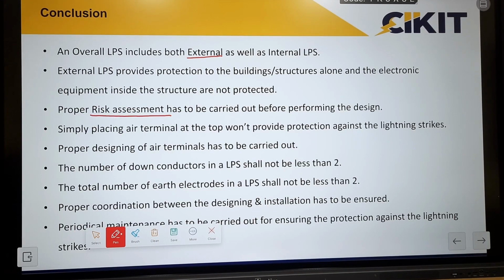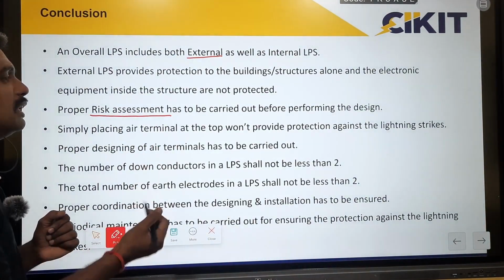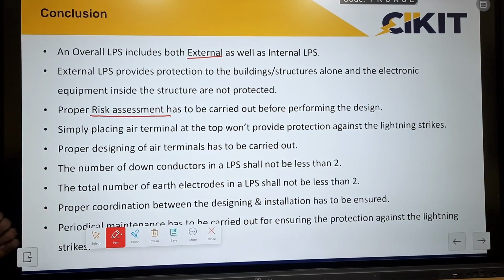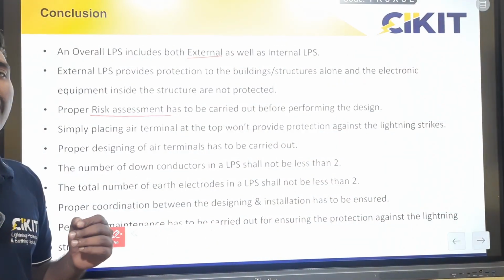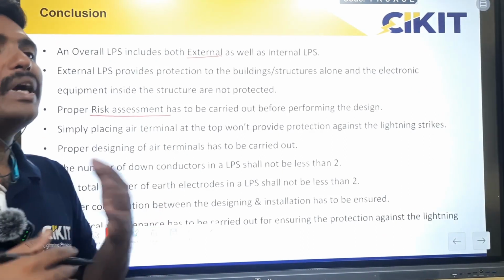We cannot go for a random level of protection, like for a residential building I need to go for level 4 protection. I need to perform proper risk assessment, and after that only can I go for the designing. And simply placing an air terminal at the center of the building and connecting to the ground won't solve the purpose. So it involves proper designing.